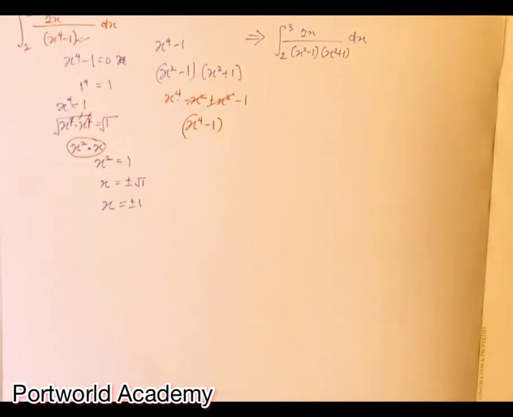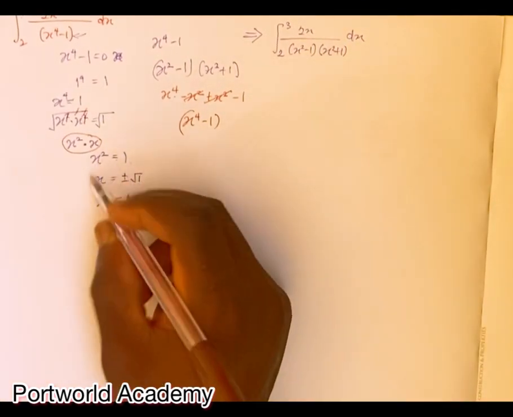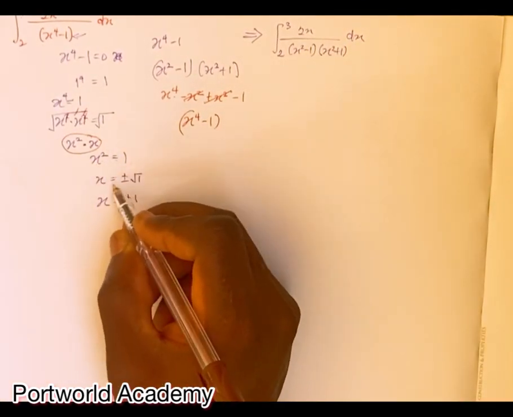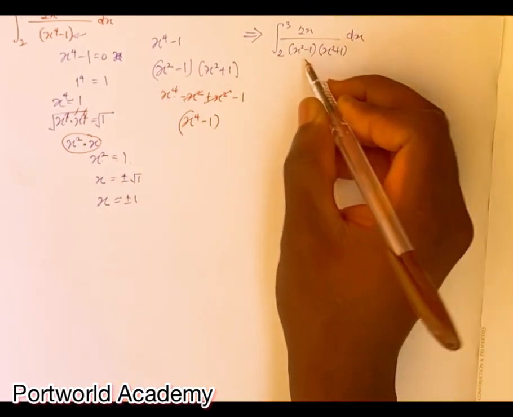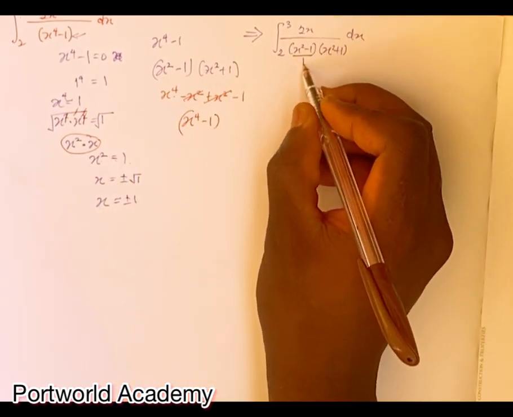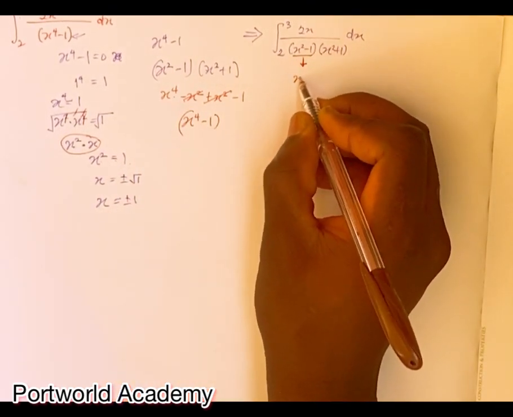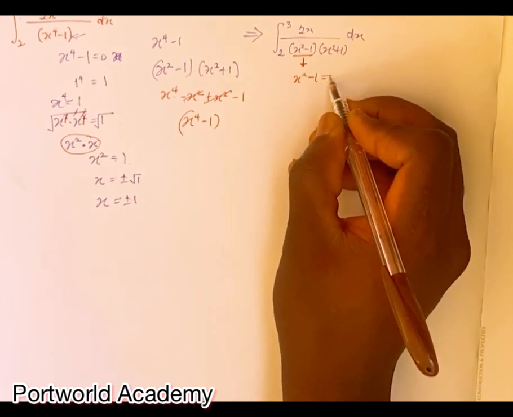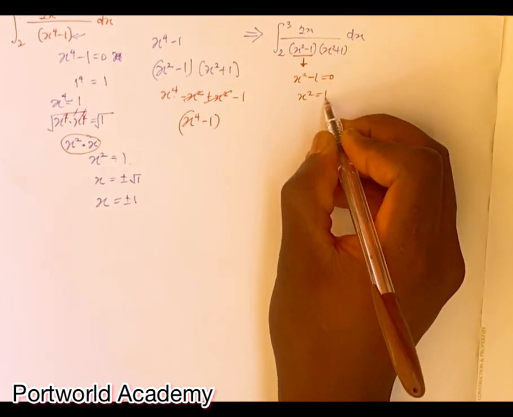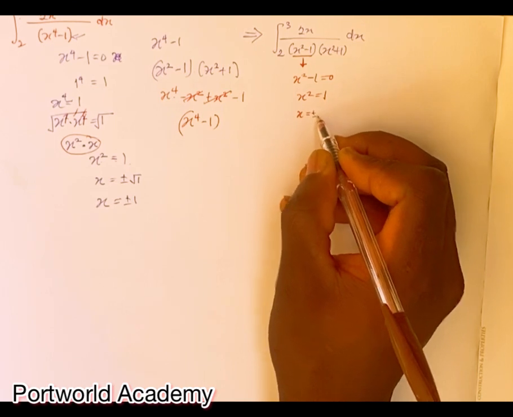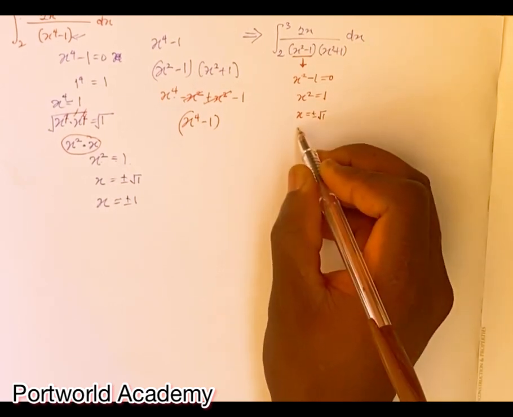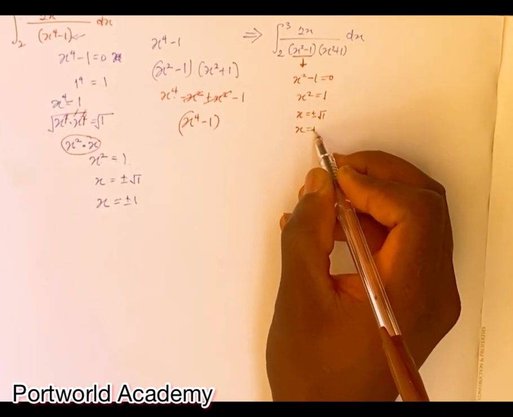Right? So in this case now, if you look at what I just did here, I said x squared equals 1, then x equals plus or minus root of 1. It's still the same thing as this, because if I have something like this, I can just say x squared minus 1 equals 0. Then x squared equals 1. I'm going to have x to be equal to plus or minus root of 1. Then x equals plus or minus 1.